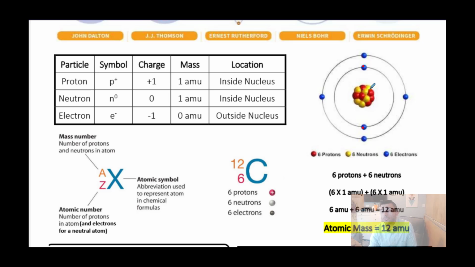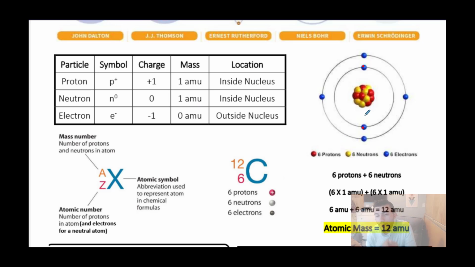There are 6 neutrons here in the nucleus, which tells me that the mass of the atom is 12 atomic mass units. Each proton has a mass of 1. Each neutron has a mass of 1. So 6 AMU plus 6 AMU gets me 12. The electrons have virtually no mass, so we don't even count them up in the mass of an atom.